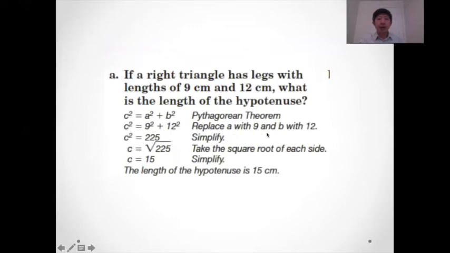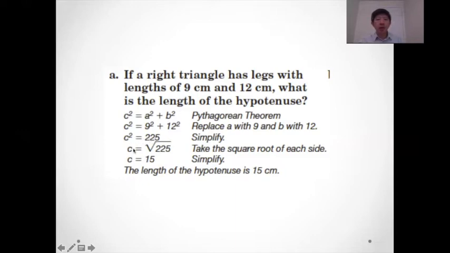Now, here is how we calculate with the Pythagorean theorem. If a right triangle has legs with lengths of 9 centimeters and 12 centimeters, what is the length of the hypotenuse? So you would use the Pythagorean theorem to find it out. So c square equals a square plus b square. Now a is 9, so we plug in 9 square, and then b square, which is 12 square. So therefore c square is equal to 225.